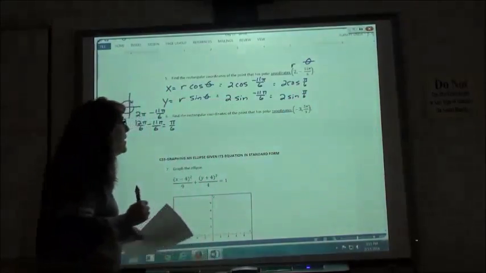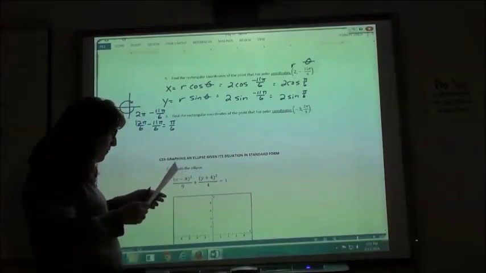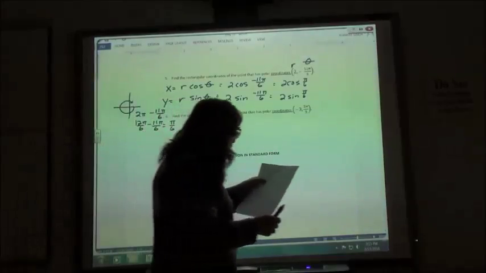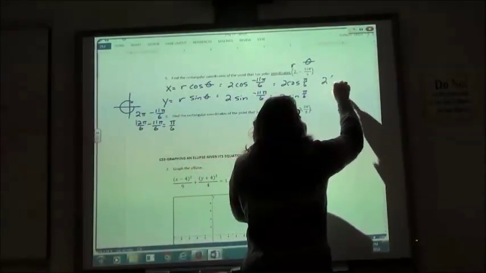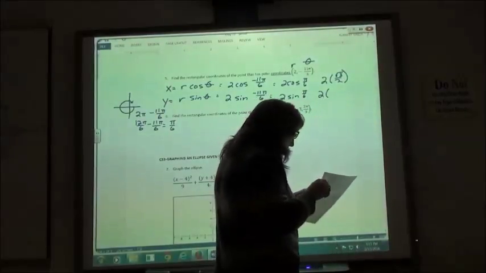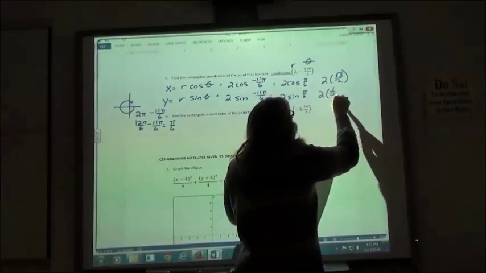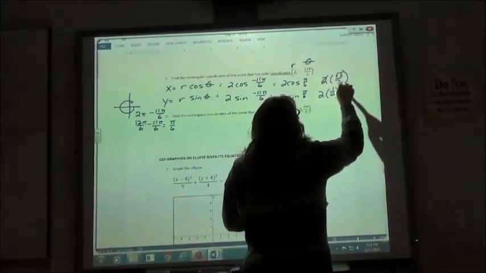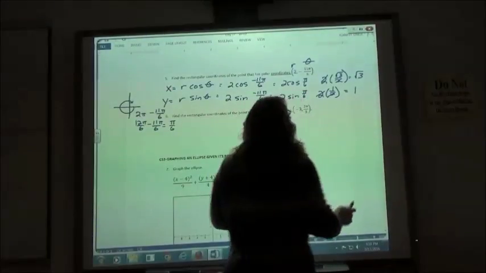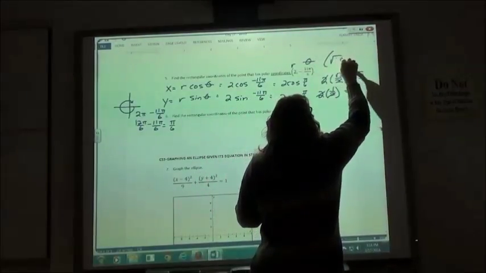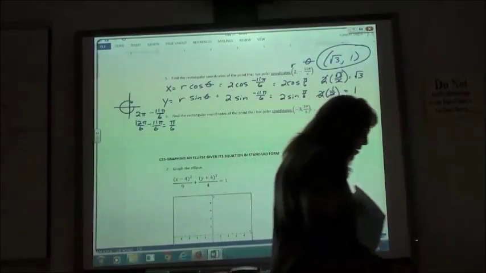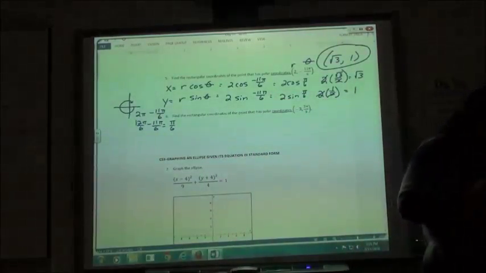So looking at my cosine of pi over 6, my cosine is square root of 3 over 2. So 2 times square root of 3 over 2. And my sine is 1/2. 2 times 1/2. So here the 2's cancel out. I get the square root of 3. Here the 2's cancel out. I get 1. So my coordinates would be square root of 3 and 1. So my rectangular coordinates there, I get the square root of 3, positive 1.